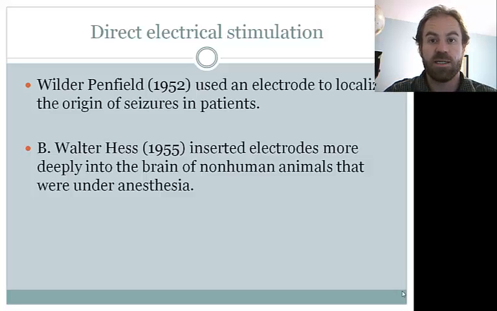Walter Hess inserted electrodes more deeply into the brain of non-human animals that were under anesthesia. After the animals recovered from the surgery, he was able to relate start-stop functions with specific brain structures. For example, once again, the start eating and stop eating functions associated with areas of the hypothalamus.